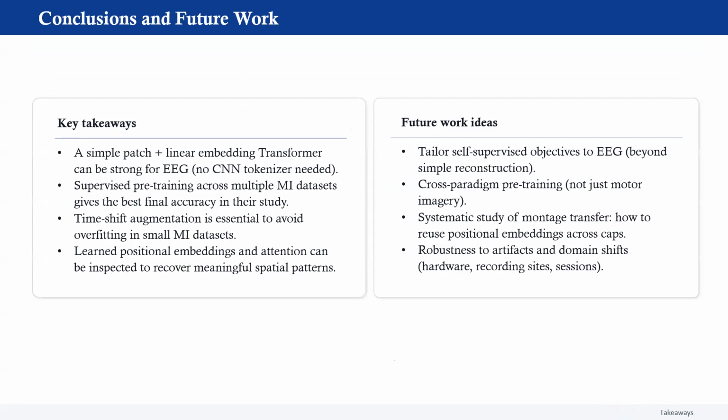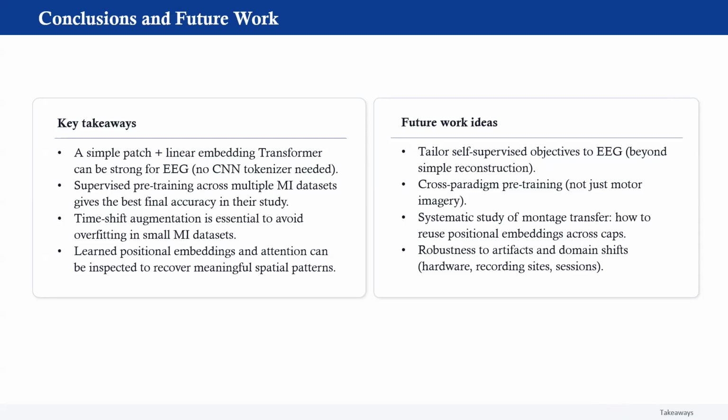Okay. So the key takeaway over here would be that a simple patch and a linear embedding transformer can be strong for EEG. The second is that supervised pre-training does a great job. The third is time shift augmentation seems to be very important for motor imagery data sets, especially to avoid overfitting. And the learned positional embeddings and attention does seem to make some sense.